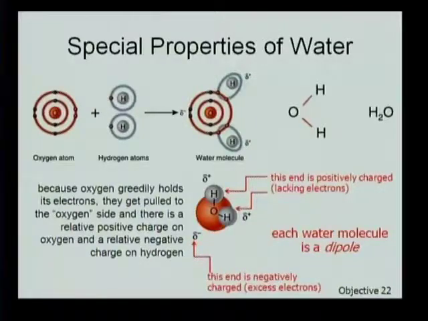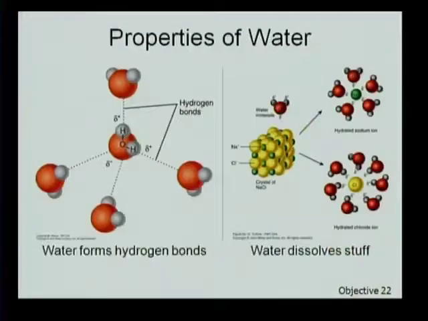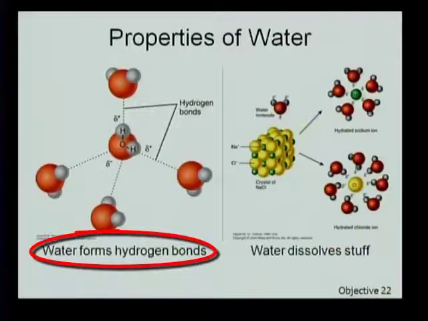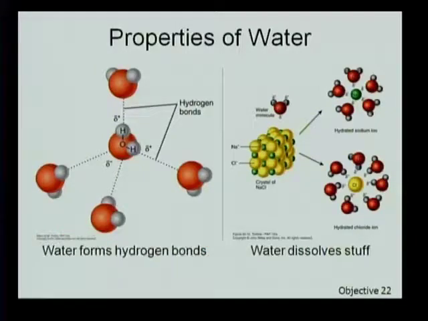So this is a special property of water, that each water molecule is a dipole. That means two things. Water forms hydrogen bonds. The hydrogen atom in the water molecule has a partial positive charge. The oxygen atom in the water molecule has a partial negative charge. Those opposite charges attract in hydrogen bonds, and so water forms hydrogen bonds. That's property number one that's really important.